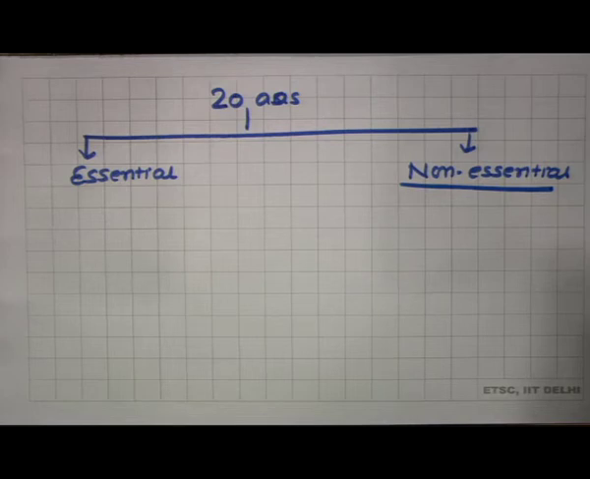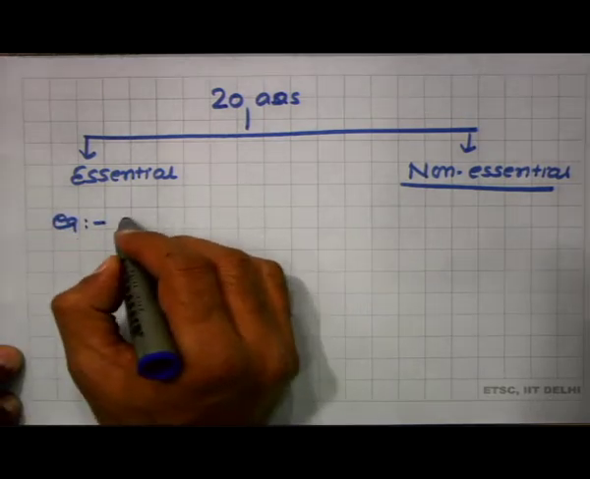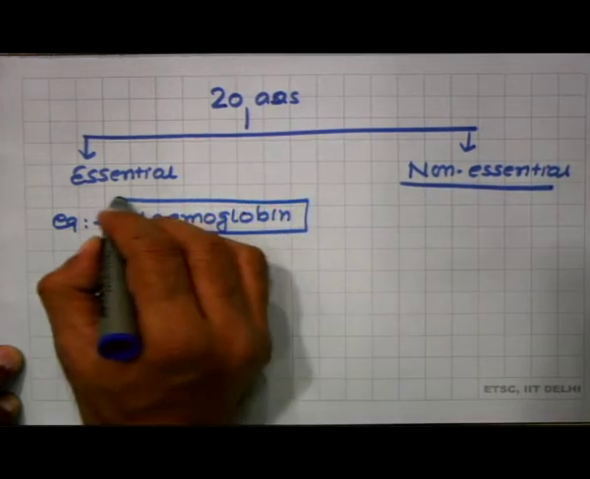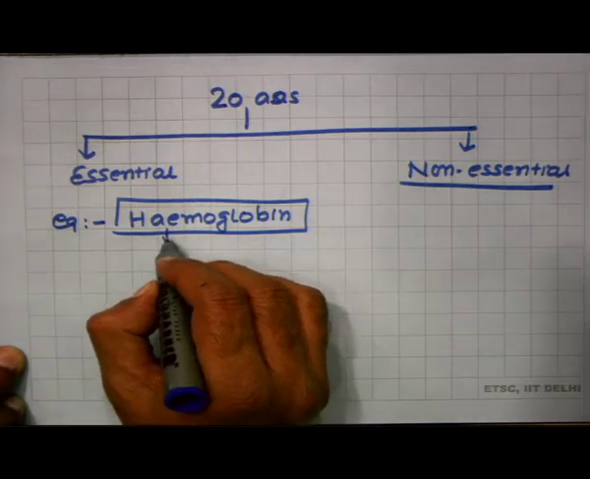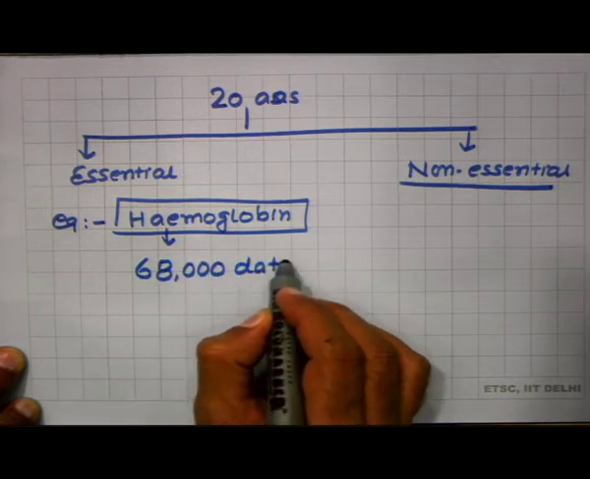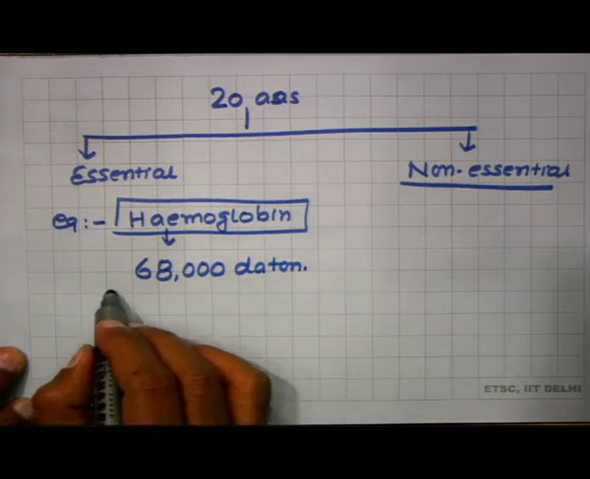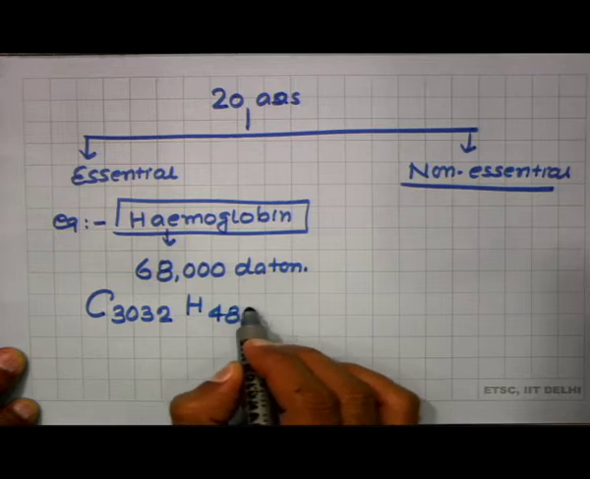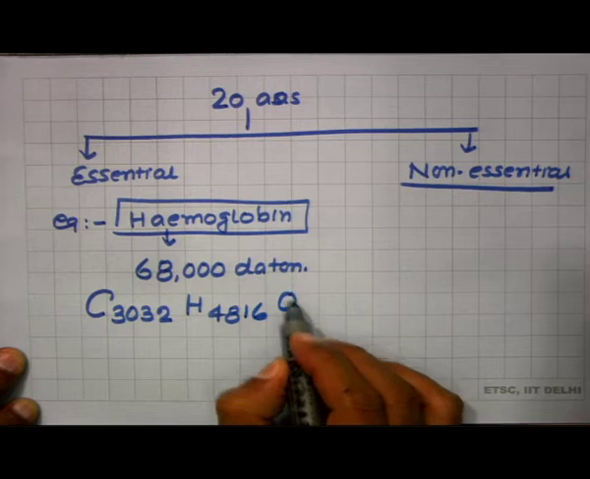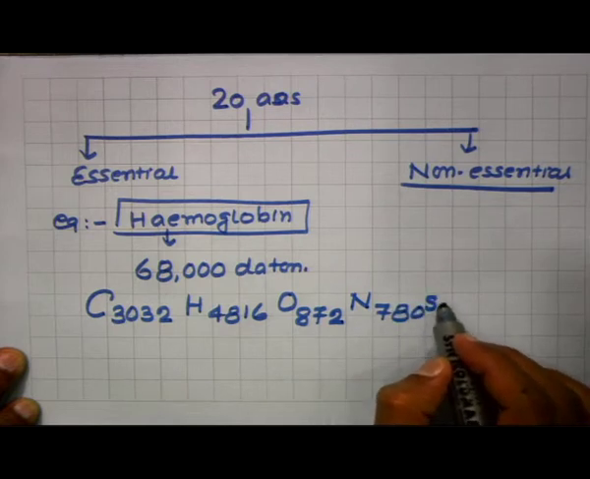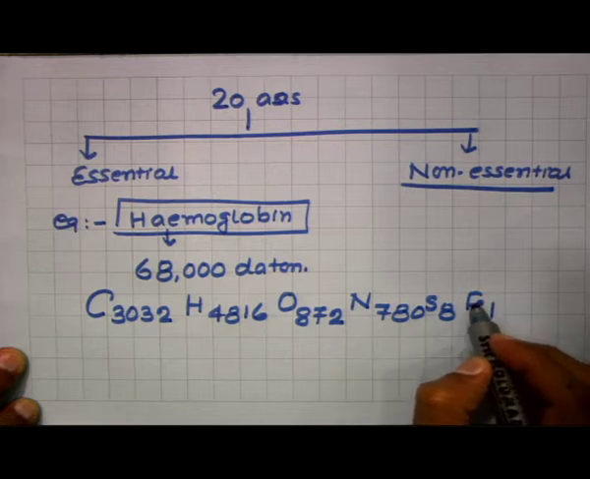It is a highly complex structure, very large molecules with high molecular weight. Example of one protein, you know very well, hemoglobin. It is the chief constituent of our blood. Its molecular weight is about 68,000 Dalton and its molecular formula is C3032, hydrogen 4816, oxygen 872, nitrogen 780, sulfur 8 and iron 4.